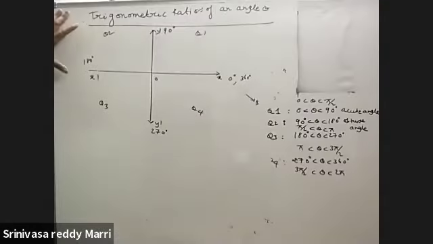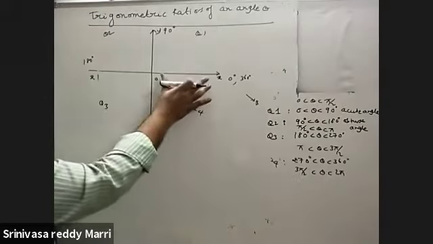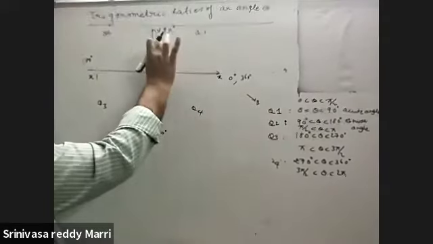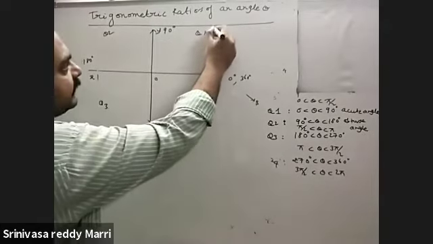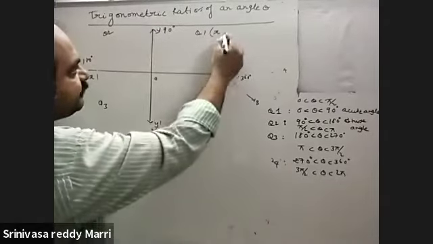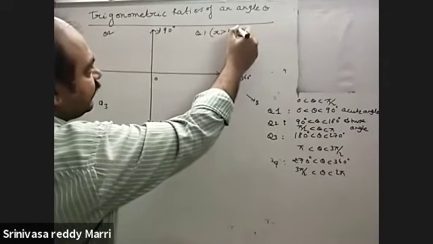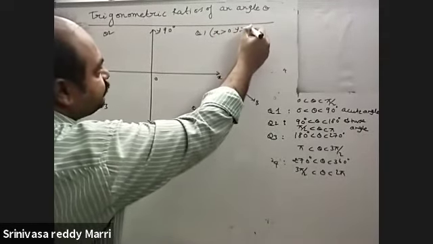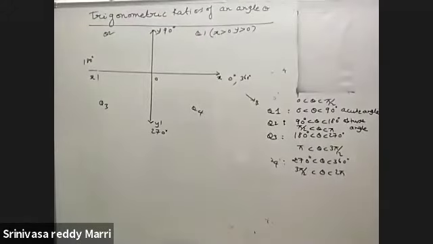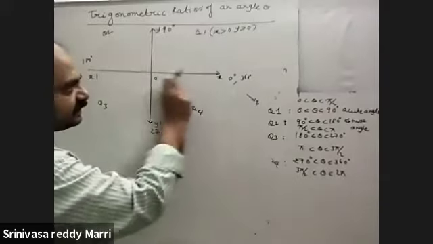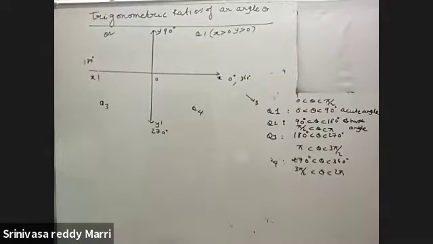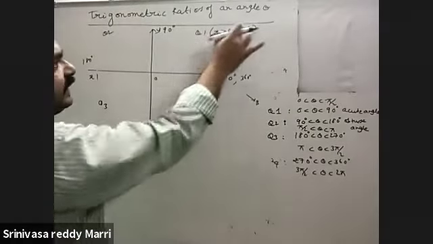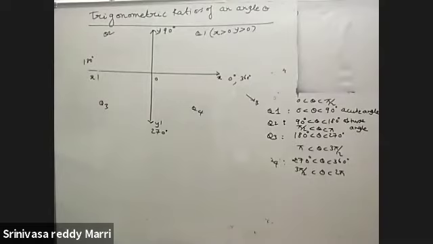Now look at quadrant 1. The boundaries are OX and OY. This is one boundary, this is the other boundary. In this quadrant, OX means positive X, X greater than 0, and OY means positive Y. Always X greater than 0 and Y greater than 0, because in this only positive real numbers will be there.